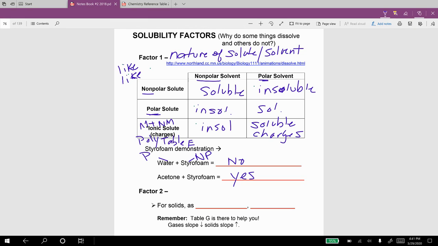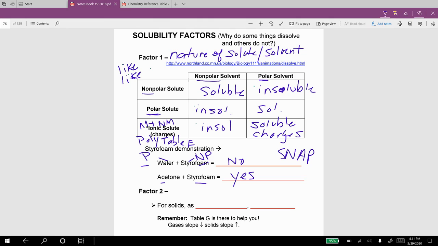Asymmetrical and symmetrical, right? SNAP, remember? Symmetrical, nonpolar, asymmetrical, polar. So if acetone and styrofoam dissolve, that means that they are both going to be the same polarity.